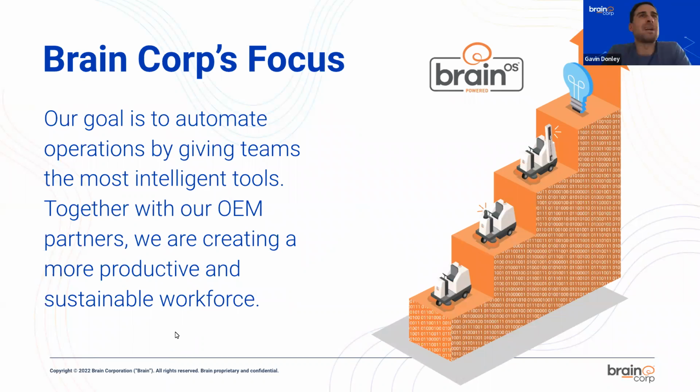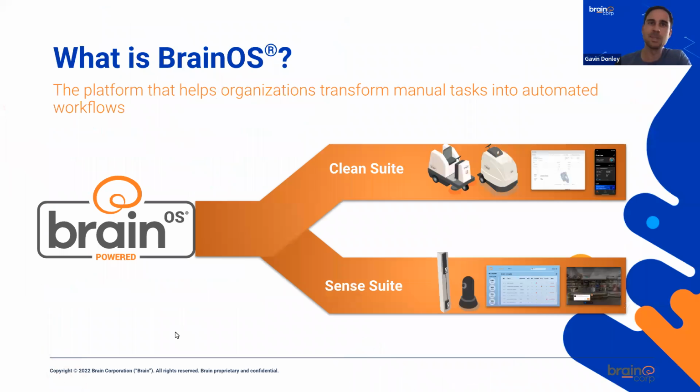For BrainCorp, if you haven't joined some of the other webinars, I just want to provide a quick recap of what we do. What we really do is help automate customers' operations. We know that teams, with the right tools, can do a lot. Many teams these days are struggling with labor shortages, which really equates to a lack of resources. Our goal is to provide intelligent tools and solutions to organizations that help make their workforces more productive, more efficient, and in the end, more sustainable. We're doing this with our BrainOS platform, which essentially converts manual operations into automated workflows.